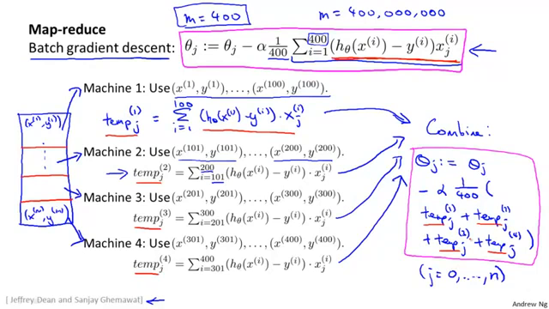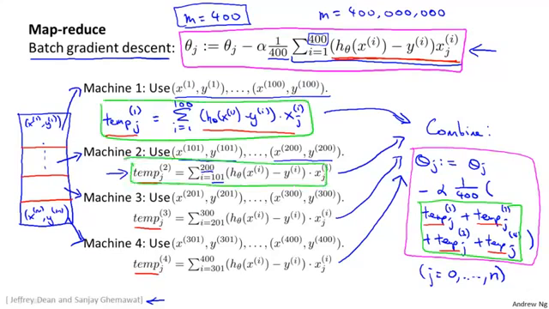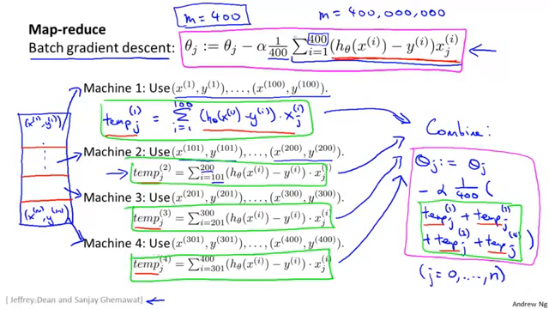And so, of course, the sum of these four things is just the sum of this, plus the sum of this, plus the sum of this, plus the sum of that, and those four things just add up to be equal to this sum that we were originally computing in batch gradient descent. And then we have the alpha times 1 over 400, and thus this is exactly equivalent to the batch gradient descent algorithm. Only instead of needing to sum over all 400 training examples on just one machine, we can instead divide up the workload on 4 machines.